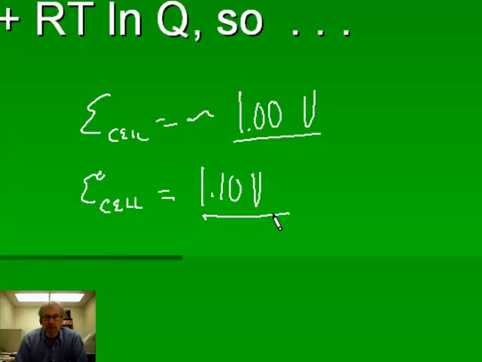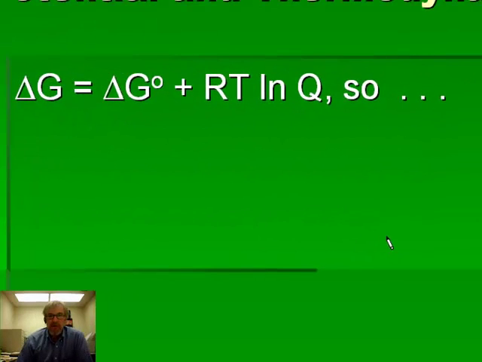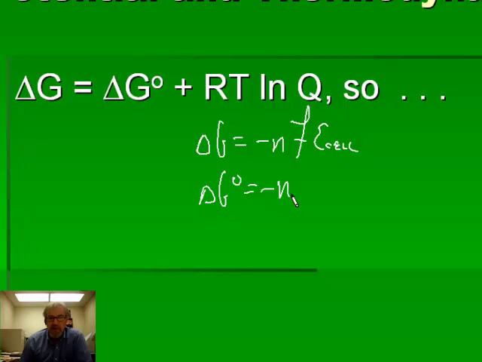So another thing that we can explore is what is the relationship between the actual cell potential and the temperature and the equilibrium position of a reaction that can be changing. Well, let's start out looking at this from the standpoint of thermodynamics. We know that delta G is delta G naught plus R times T times the natural log of Q. But we also know that delta G is equal to negative N times Faraday's constant times E cell. And we know that delta G naught is negative N times Faraday's constant times E naught cell.